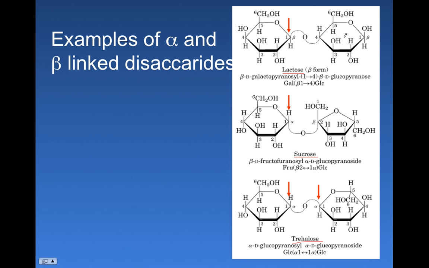Here's lactose. It is a disaccharide of galactose and glucose. It is a 1,4 linkage, right? We can see here. And is this going to be an alpha or a beta linkage? Well, here's this anomeric carbon.